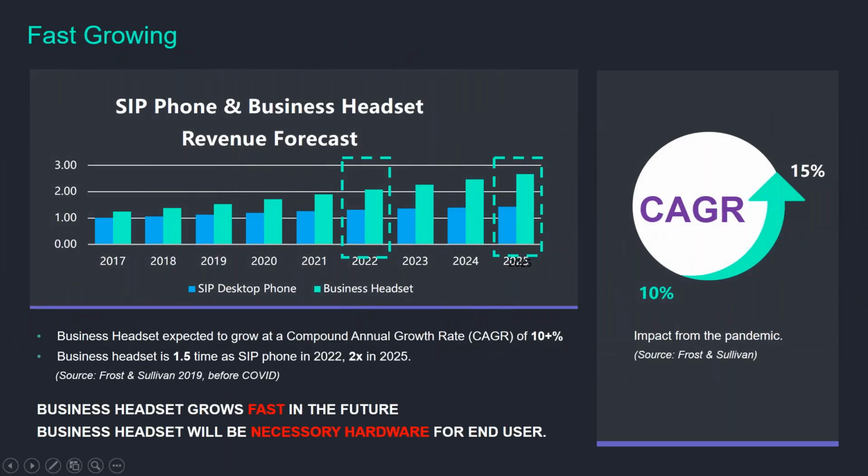And when you look at the market trend, the business headset market revenue pre-COVID was like 1.5 times the phone revenue. I mean the growth rate, but now it's like twice and going up rapidly.